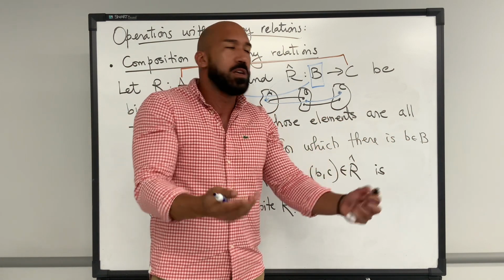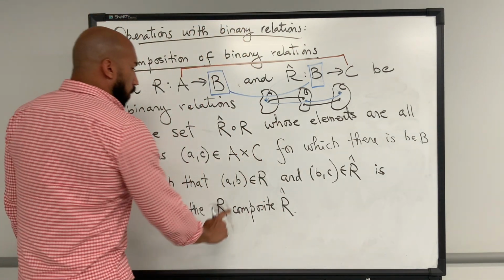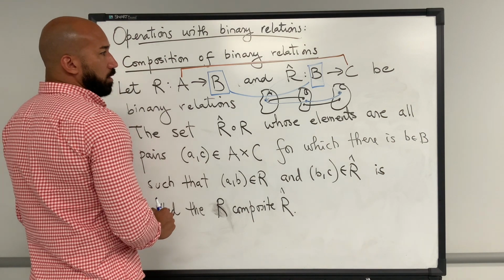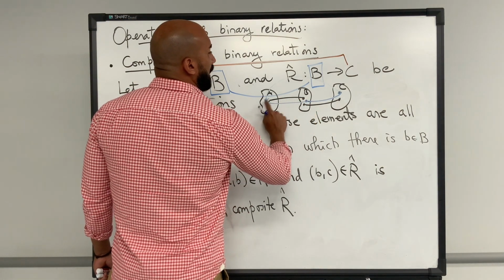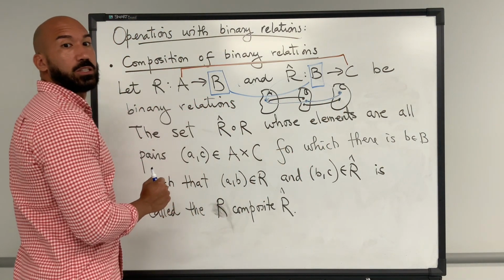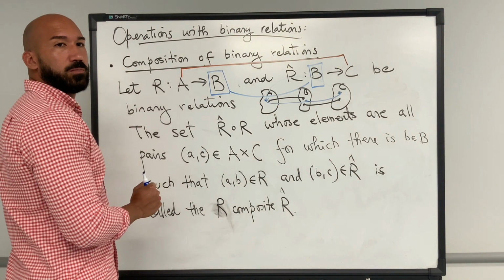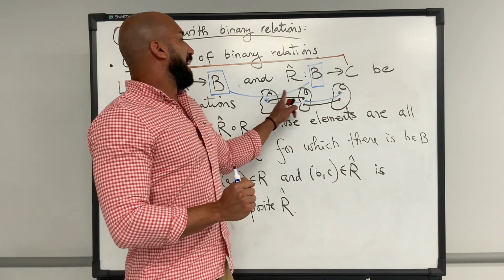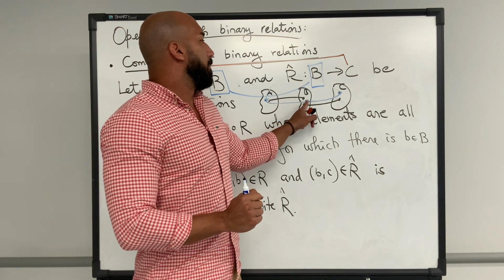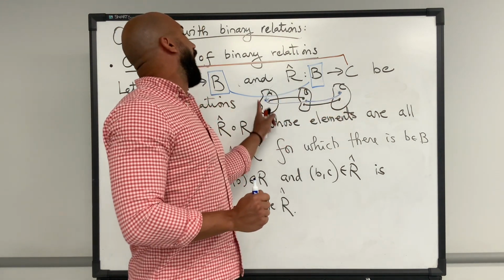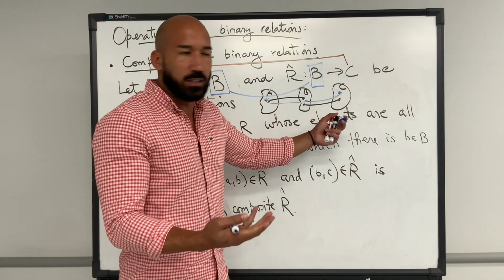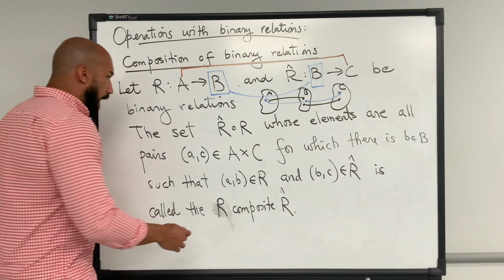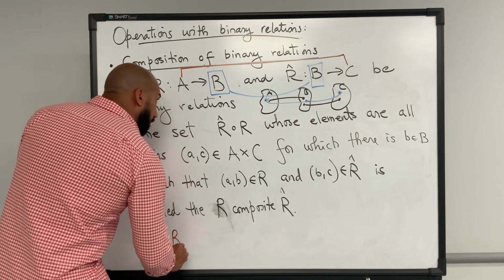That's the only way we are going to be relating A and C according to its relation. So if there is a B that is connecting these two elements, is that okay? So it's like A is a friend of B, B is a friend of C, and A is gonna be a friend of C. Is that kind of idea? Is that okay?